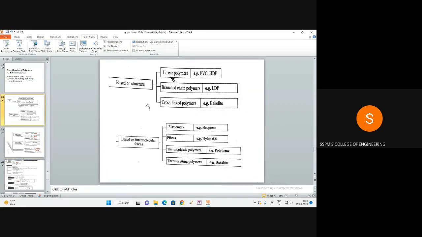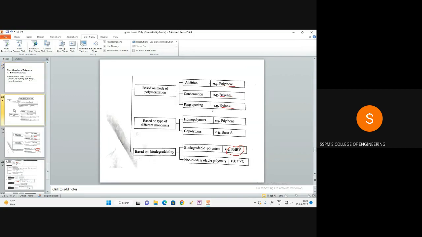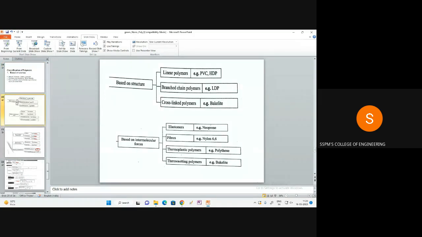So remember these 3 points, that is source, based on source. Tumhara question vicharatana, it is not theoretical question, so competitive exam sathi tumhala source lakshat thevaycha ahe. Cellulose nitrate and cellulose, these two are different polymers, but cellulose nitrate is a semi synthetic and cellulose is a natural polymer. So या पॉइंट्स वरती तुम्हाला हे दोन टाइप्सचे क्वेश्चन्स विचारू शकतात की सोर्स वरून.